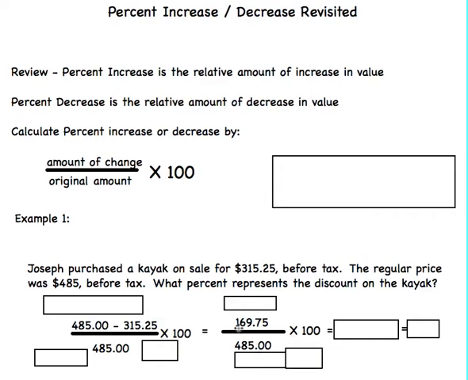Well, if you do the math, $169.75 divided by $485 is 35 hundredths. We multiply that by 100, we get 35%. So Joseph purchased his kayak with 35% off. That's a pretty good deal.